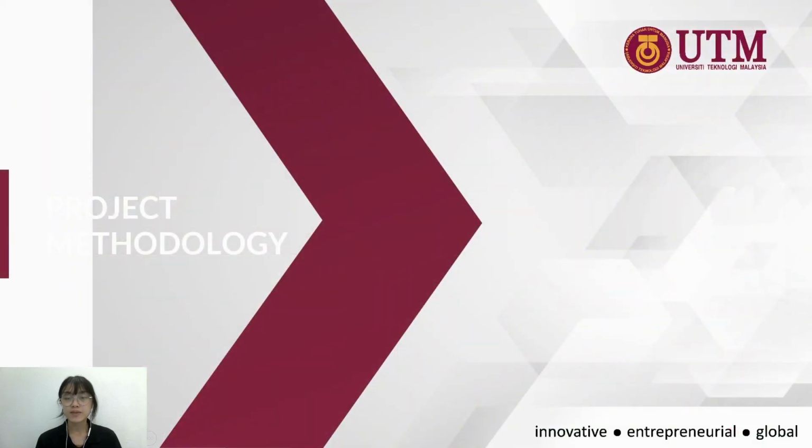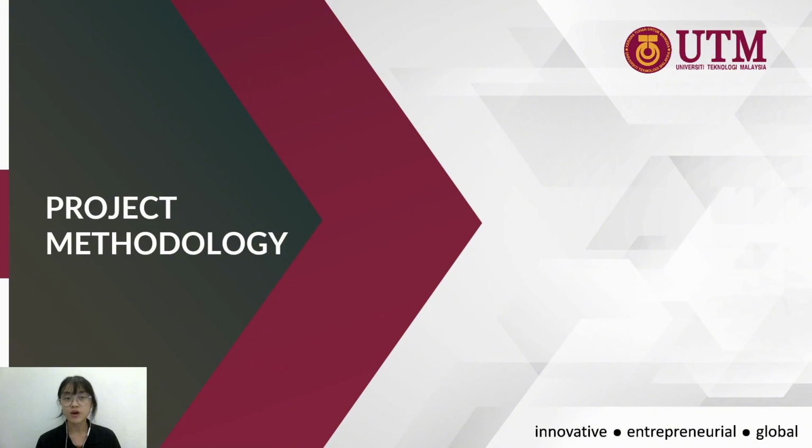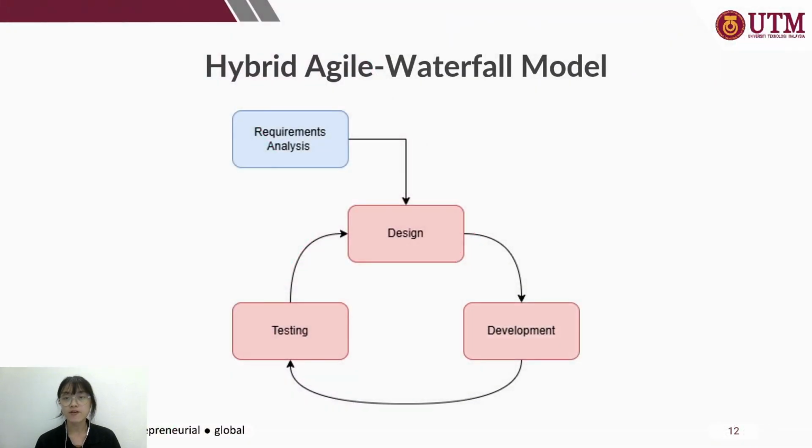Next, I will discuss the methodology that will be used to guide the development of this project. For this project, I have selected a hybrid agile-waterfall method. The process begins with a requirement analysis phase, which follows a traditional waterfall approach. Once the requirements are set, I will transition into an agile cycle for the design, development, and testing phases. This iterative approach provides the flexibility to make adjustments and continuous improvements as the project progresses. If any issues are discovered during the testing phase, I can easily look back to the design or development stages to address them.